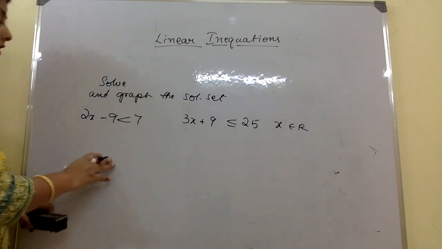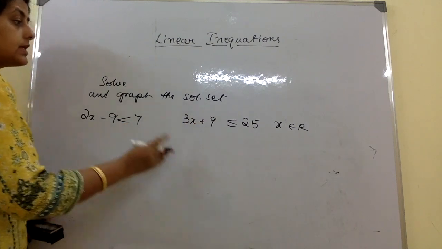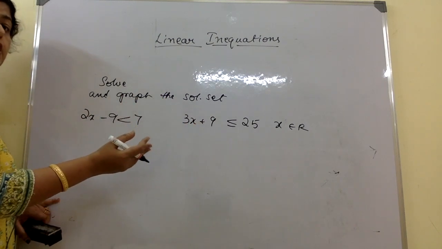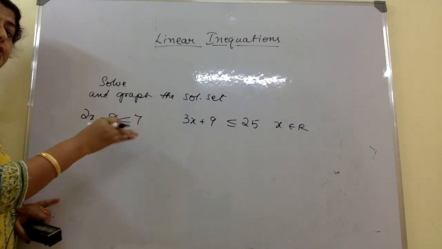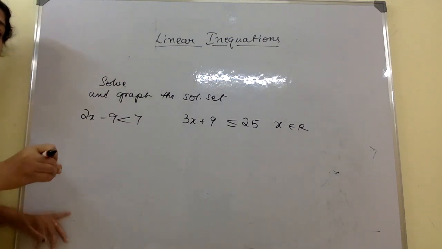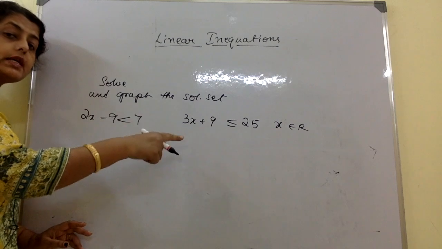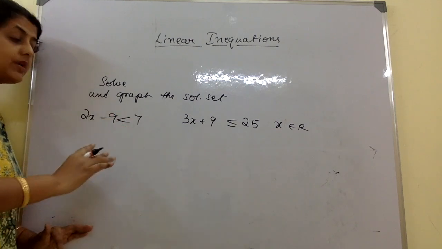Now what happens is, here I will be getting one value of x, here another value of x, and finally I will have to combine both the values and then take the answer. Meaning I'll have to take such a value of x which will satisfy this also and will satisfy that also. So that is my answer.